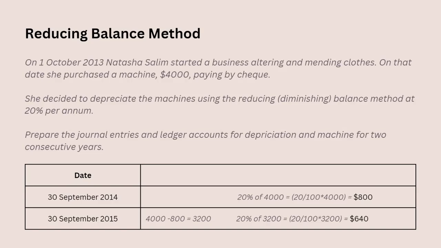Next year, I'm going to do 3,200 minus 640. So it's really easy. What you have to do is take the value of the asset, reduce the depreciation. Then next year, you have to take the reduced amount and then decrease the depreciation. Then take the reduced amount and then decrease the depreciation. So you have to keep doing it.